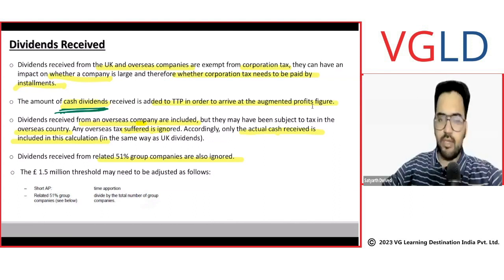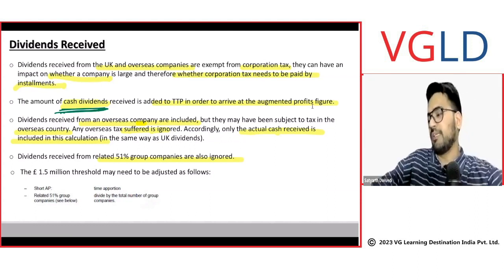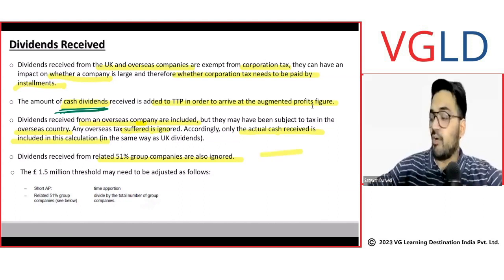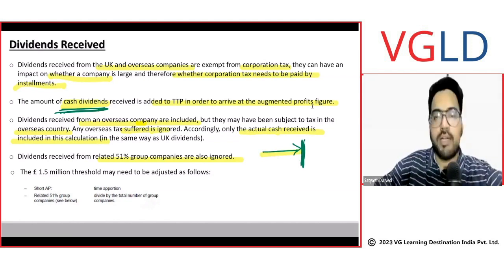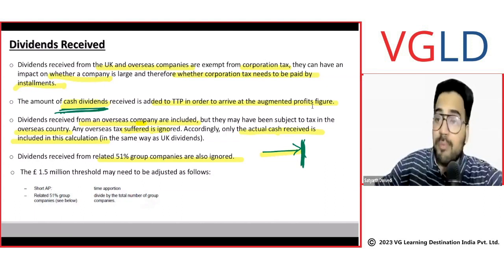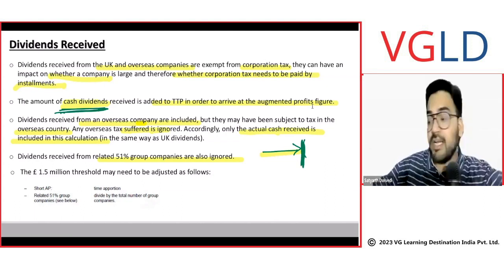Maximum limit or maximum level. Very, very good. Okay. So threshold means beyond the point. In audit also, you must have met this word, threshold, that beyond this you are a large company. But this 1.5 million threshold has to be adjusted.